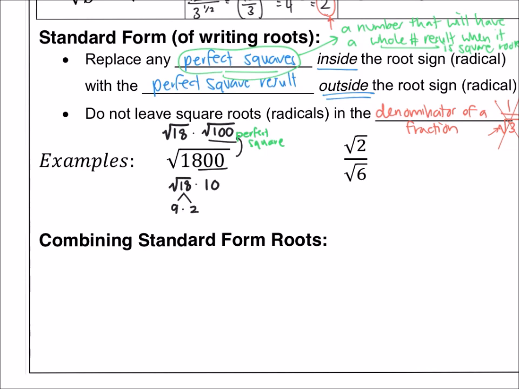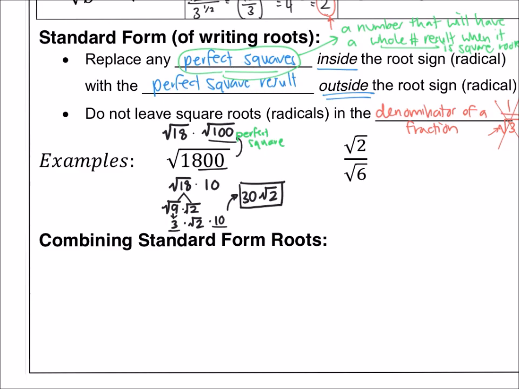So we can rewrite square root of 18 as the square root of 9 times the square root of 2. The square root of 9, that's a perfect square. That gives us 3. So we have 3 times square root of 2 times 10, and that's close to being our simplest form. Then we multiply the two whole numbers together to get 30 times the square root of 2. And we always write the whole number in the front and the radical behind that.